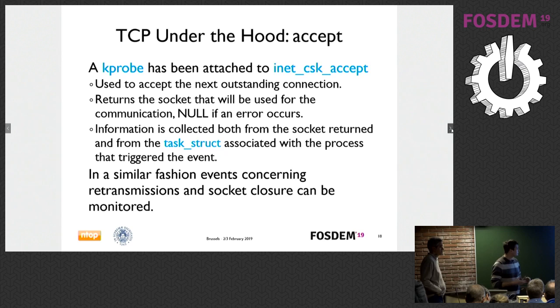Under the hood, TCP accept has been implemented very simply because we attach a probe to the return of the function call. When the function returns, our code is executed. When our code is executed, we use the socket that is returned by the function to collect network information, and use the task structure to collect information on the user and the process. In a very similar way, we have tracked retransmission and events concerning a socket being closed.